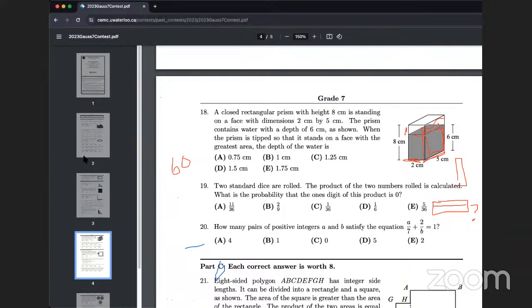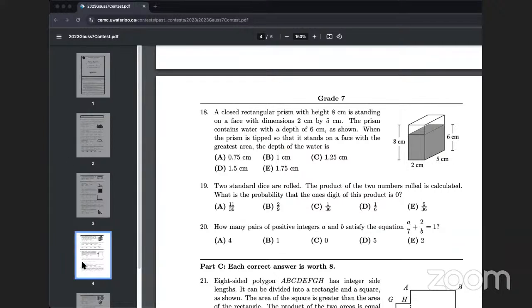And if we say it's 40, for example, we got 40 for the greatest area. So we do 60 divided by 40. Let me use my calculator real quick. 60 divided by 40 gets you 1.5. 1.5. Yeah, so that's D.